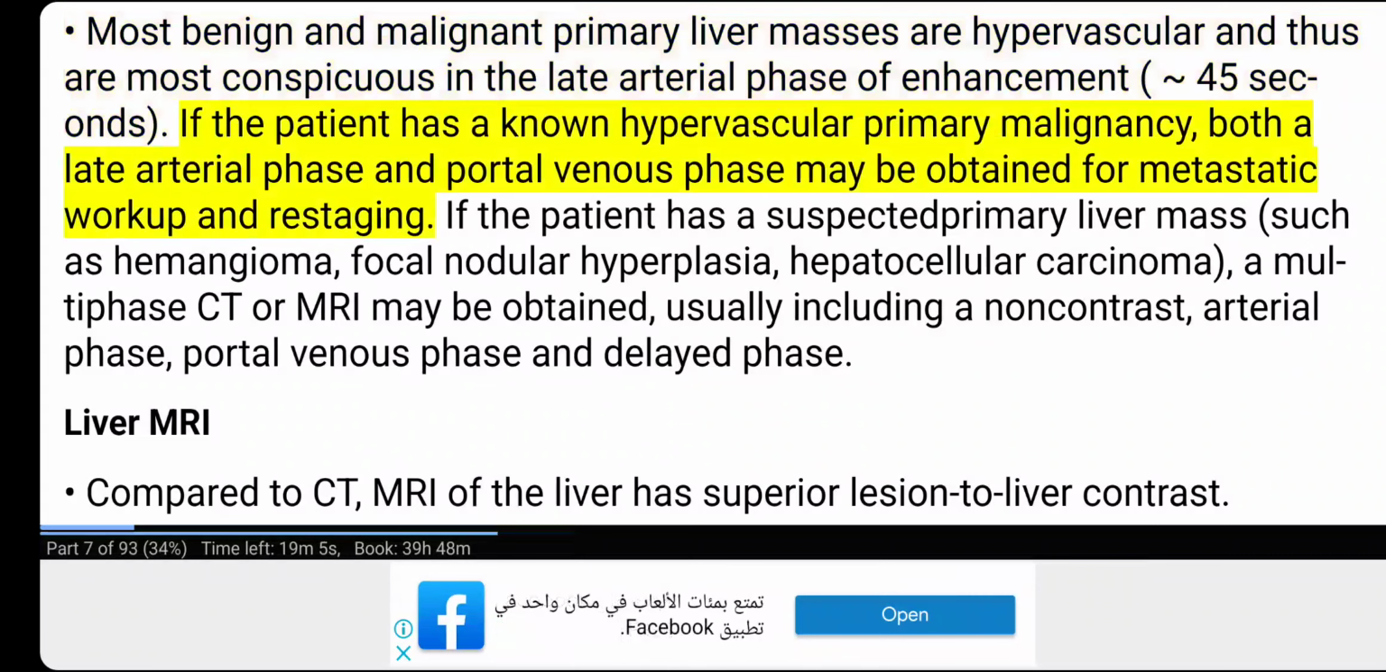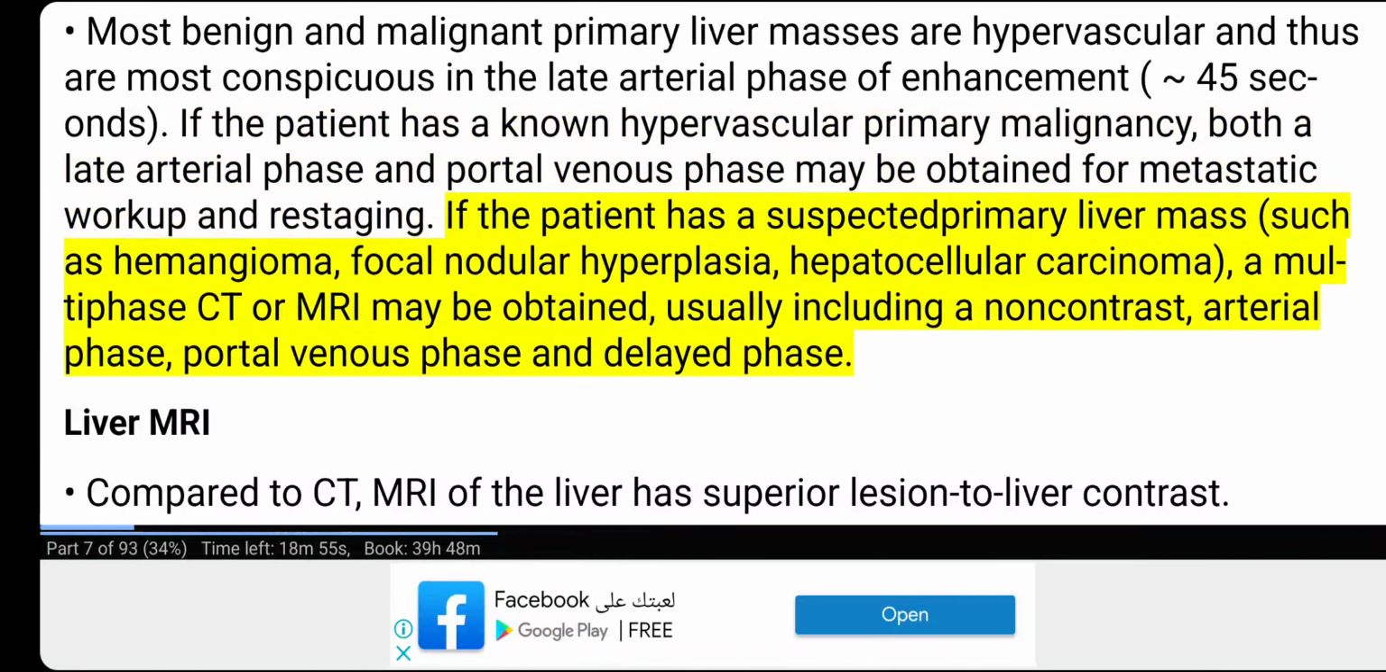If the patient has a known hypervascular primary malignancy, both the late arterial phase and portal venous phase may be obtained for metastatic workup and restaging. If the patient has a suspected primary liver mass, such as hemangioma, focal nodular hyperplasia, or hepatocellular carcinoma, a multiphase CT or MRI may be obtained, usually including a non-contrast, arterial phase, portal venous phase and delayed phase.